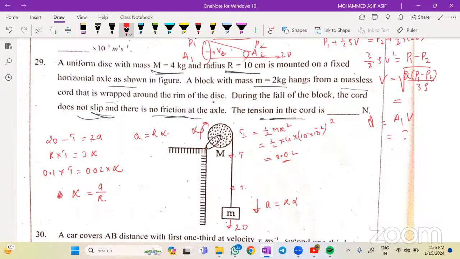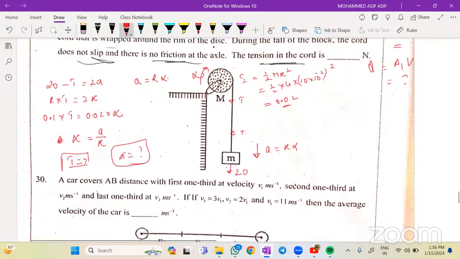Okay? So putting these in the two equations above, we can simplify for the value of tension, isn't it? So the acceleration comes out, the tension also comes out. You can just take care of that calculation.